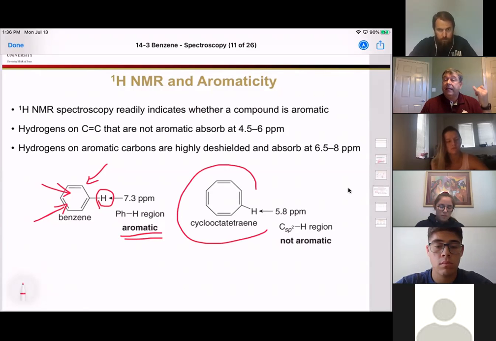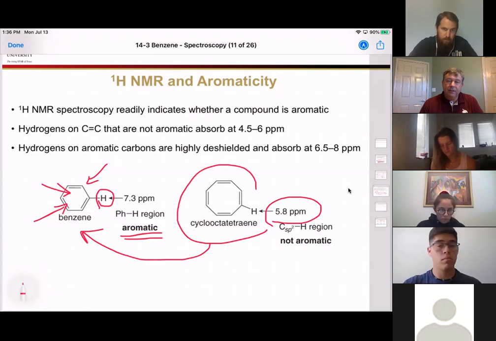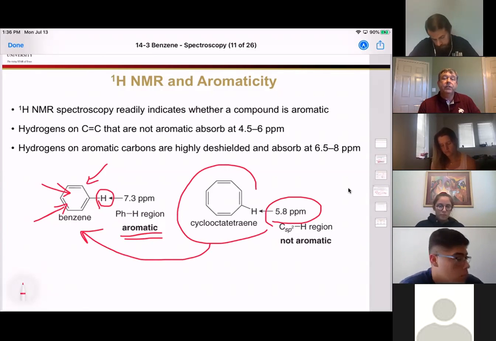cyclooctatetraene, remember, it doesn't meet two of the requirements for aromaticity, therefore it's not aromatic, okay? Because it's not aromatic, it is just an sp2 conjugated hydrogen, and it's much further upfield. It's less than 6. So aromaticity will drive that de-shielding of those protons and bring it to a higher shift. In fact, by adding additional electron donating or withdrawing groups here, you can even shift it further.